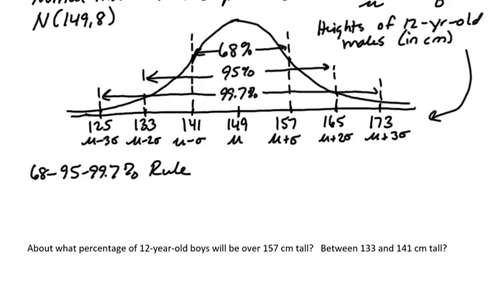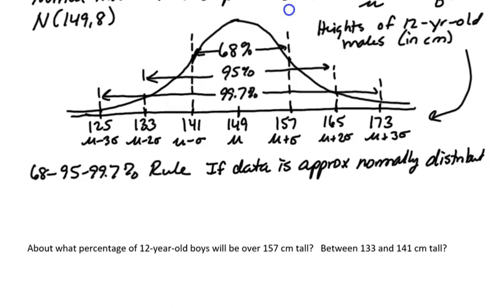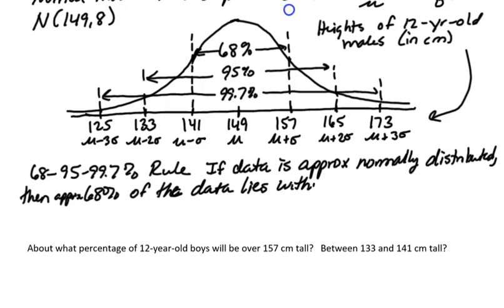And what this rule says is that if data is approximately normally distributed, in other words, it has a unimodal and symmetric shape, then approximately 68% of the data lies within plus or minus 1 standard deviation of the mean.